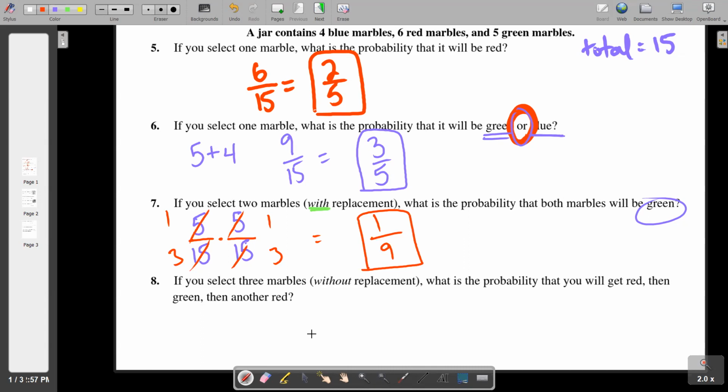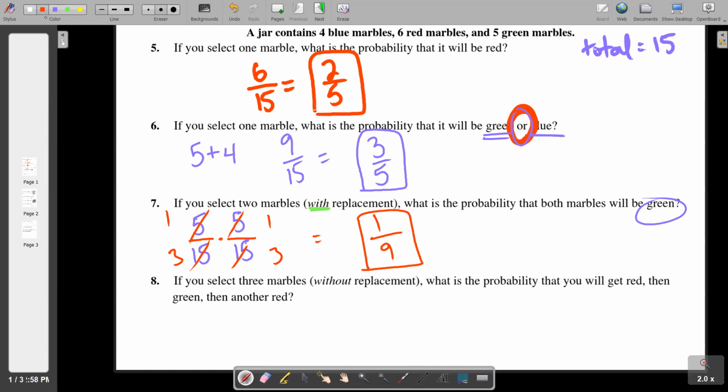Now this next problem says without. So that means that when we draw the things that we want, we get them, but we set them aside. And now the jar's all out of whack. You don't put it back in. Essentially, yeah. I mean, you subtract. Sometimes you just subtract from the bottom. Sometimes you subtract from the top too. It just depends. Let's look at this problem.